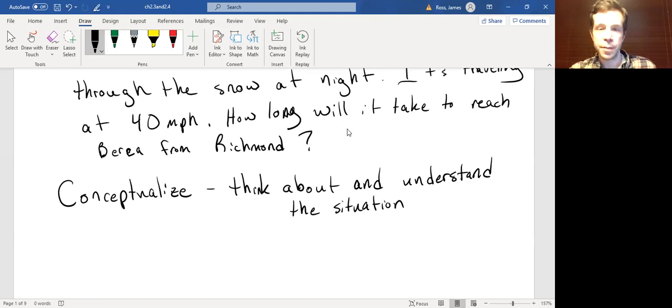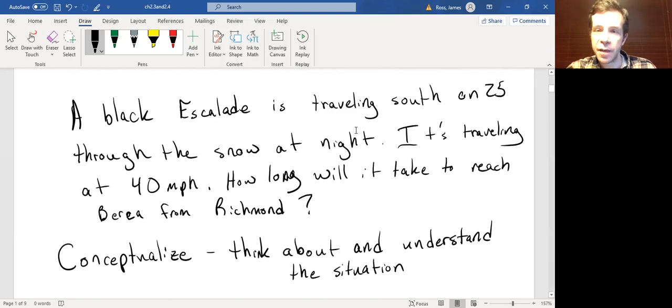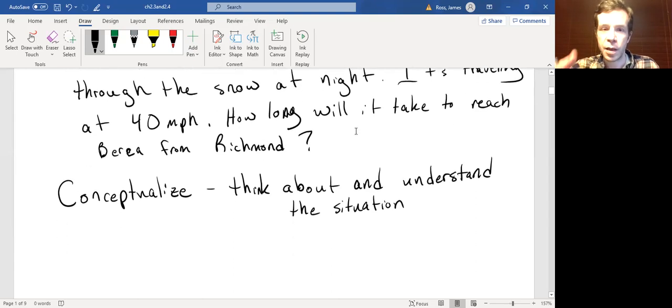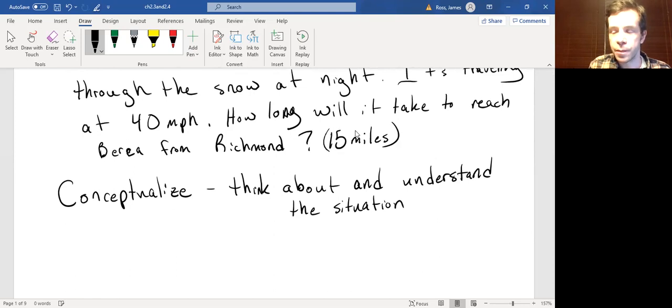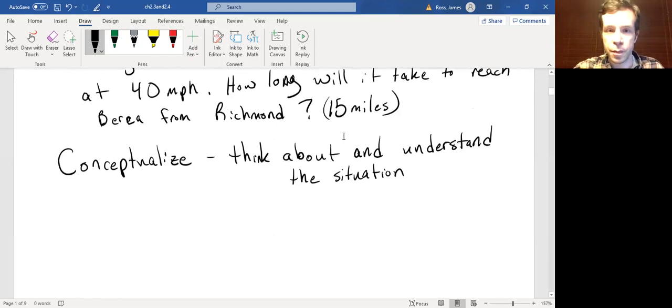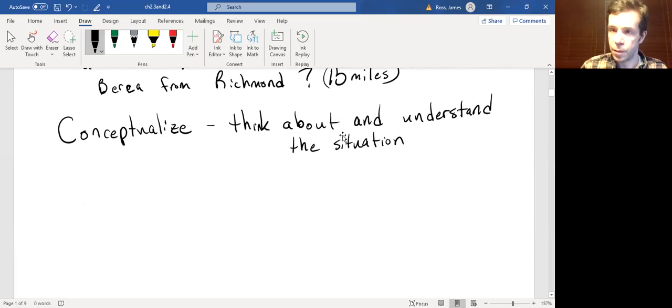All right, so let's read it again. A Black Escalade is traveling south on 25 through the snow at night. It's traveling at 40 miles per hour. How long will it take to reach Berea from Richmond? Right, and I don't know what that distance is right now. Let's assume that it's 15 miles from whatever markers we're using. Right, we might use the center of town or the city limits or whatever.